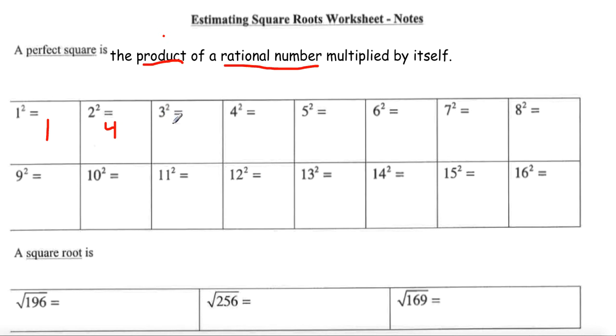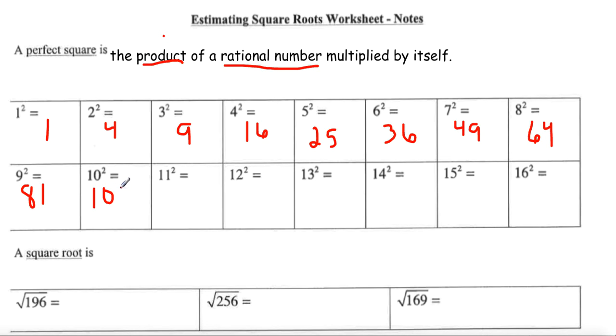4. 3 squared would be 3 times 3, which would be 9. 4 squared, 4 times 4, which is 16. 5 times 5, which is 25. 6 times 6, which is 36. 7 times 7, which is 49. 8 times 8, which is 64. 9 times 9, which is 81. 10 times 10, which is 100. 11 times 11, which is 121. 12 times 12, which is 144. 13 times 13, which is 169.